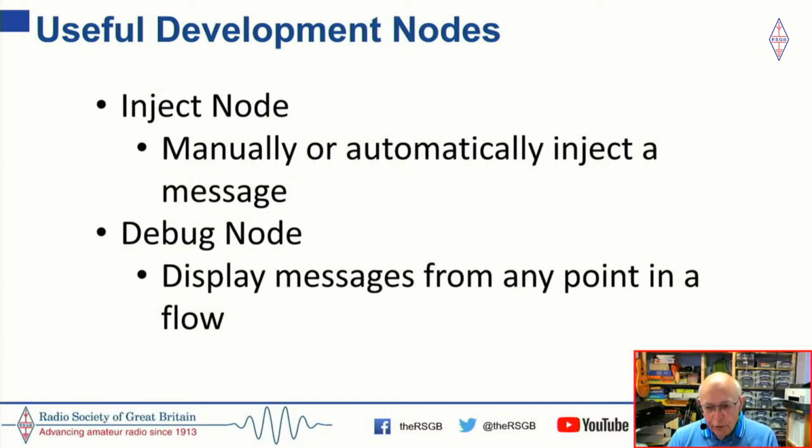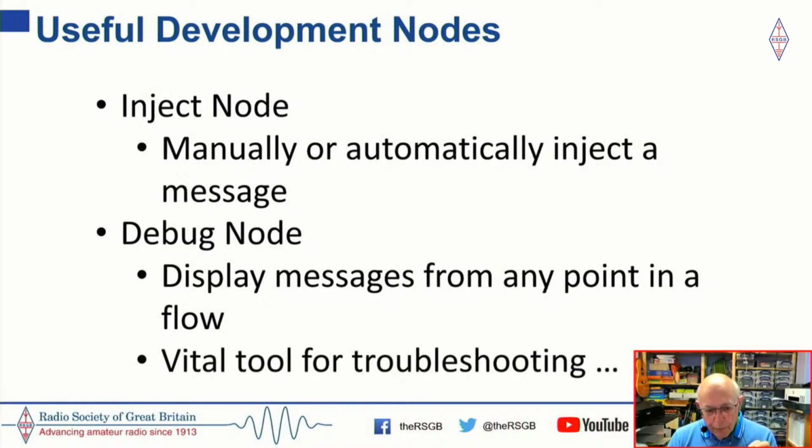This is a node that can be wired into any point on the flow and displays the message content at that point. So it's really useful. If something's not working as you want, you can just connect this node to various points and it will show you exactly what's going on. And it's an absolutely vital tool for troubleshooting. And as I'll demonstrate to you, it's also really useful when you're building a program because it helps you navigate to the particular message that you want to see.